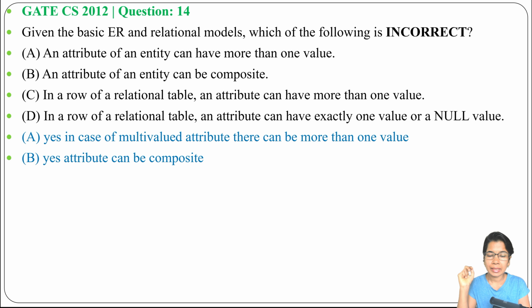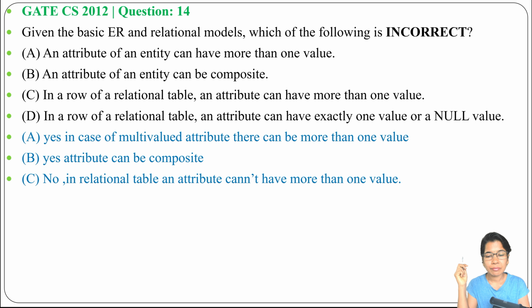Next option C, in a row of relational table, an attribute can have more than one value. This is false. In a row, there cannot be more than one value. For each attribute, there should be one value or it can be null. So option C is false. In a relational table, an attribute cannot have more than one value.